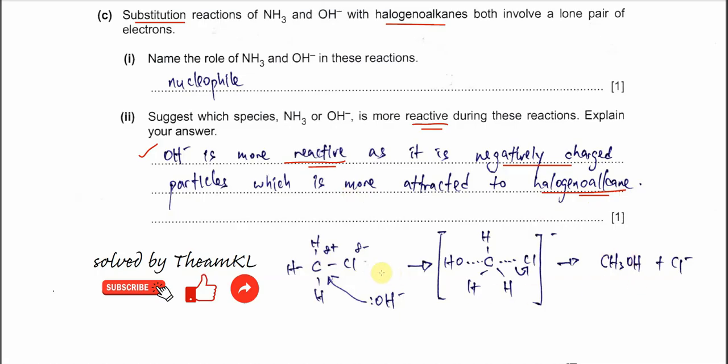So this is the mechanism when it involves the hydroxide. So the lone pair on this oxygen will donate, or it will attack this partial positive carbon, and it will form this intermediate. So the C-Cl bond will break, and these two electrons will move to the chlorine to form chloride, and it will form the methanol.